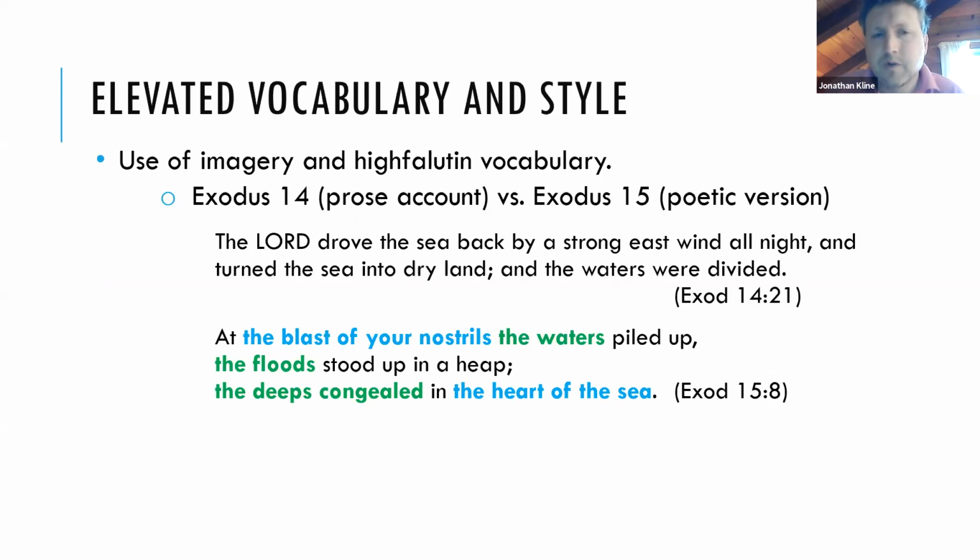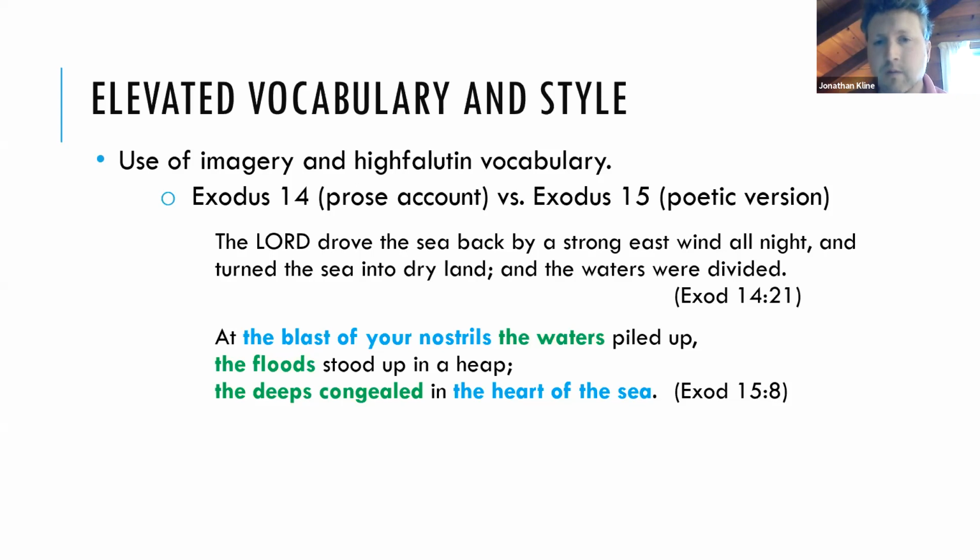There's a couple interesting cases where you get a prose account in the Old Testament, and then it's followed immediately by a poetic version of the same event. The two most well-known examples of this are in Exodus 14 and 15, where you have the crossing of the Red Sea, and then in Judges 4 and 5, where you have the battle against Sisera. In Exodus, 14 is the prose account of the crossing of the Red Sea, 15 is the poetic version. So here's a verse from chapter 14 that is describing part of what's going on.